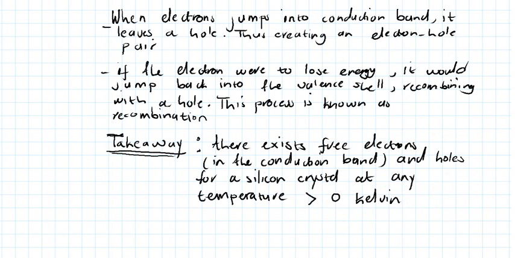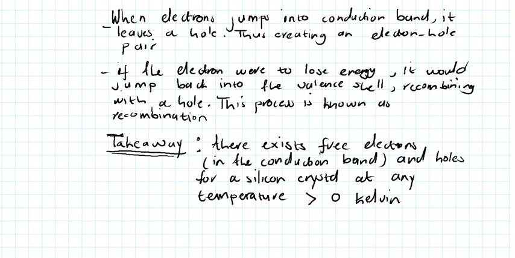As I've already said, if the electron were to lose energy, it will jump back into the valence shell, recombining with a hole. This process is known as recombination. The key takeaway from this is that at any temperature greater than 0 Kelvin, the silicon crystal has some free electrons in the conduction band. They are very few, there are not a lot of them, but they exist for a silicon crystal which is above 0 Kelvin.